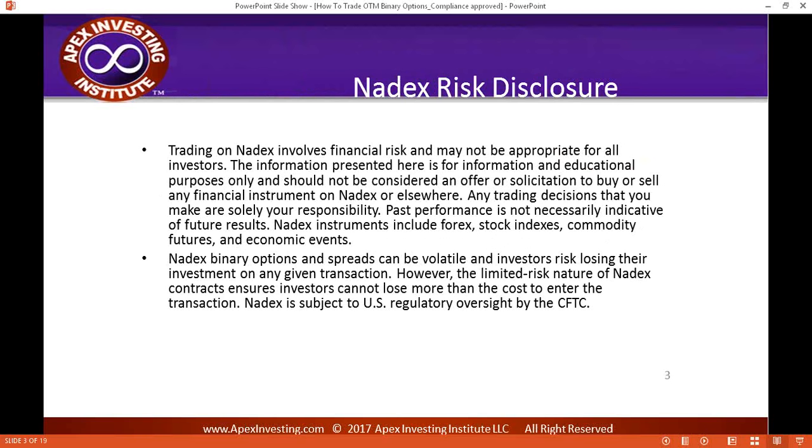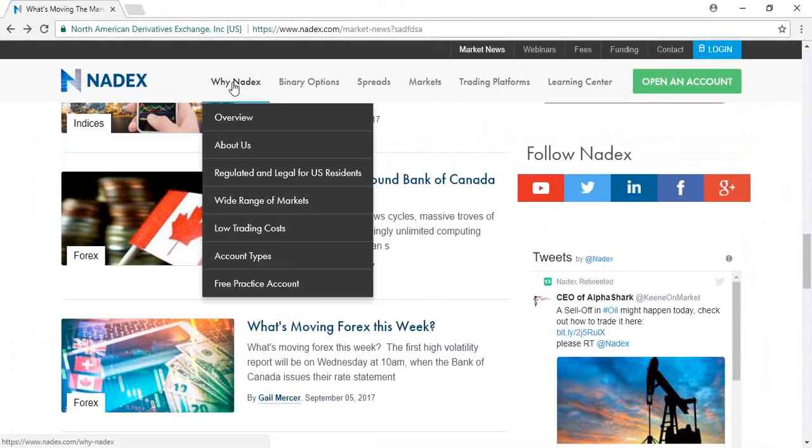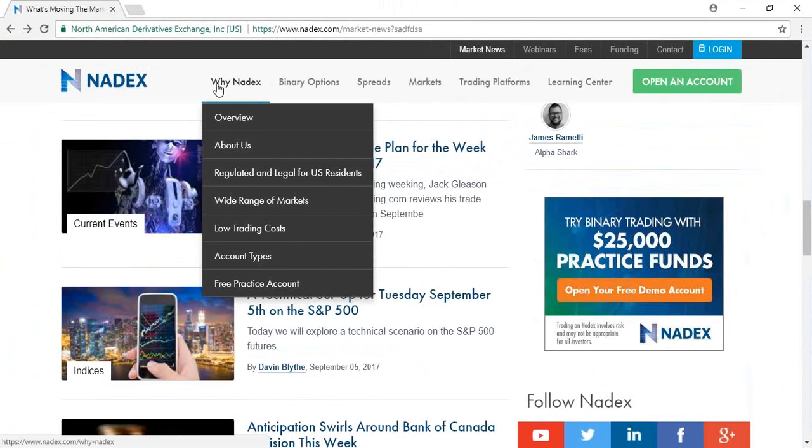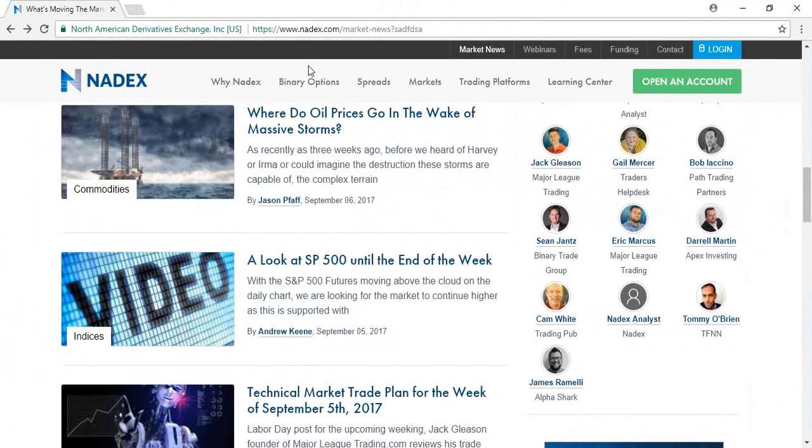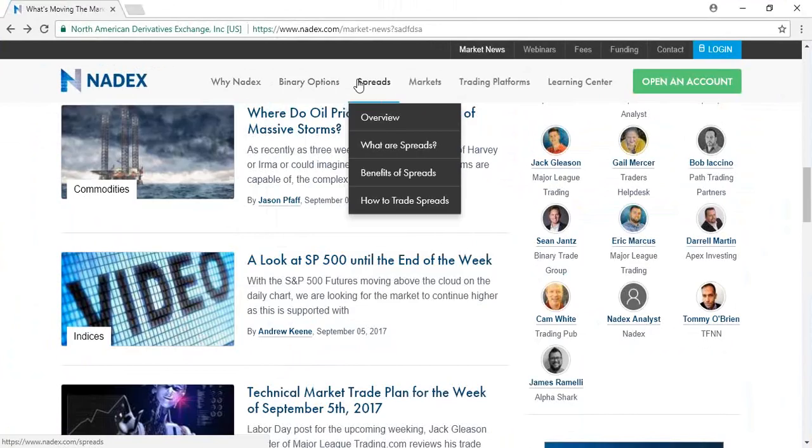If you're brand new to Nadex, hop on over and visit the Nadex platform here. You've got a lot of great information here on the Nadex platform. Nadex basically offers two different products for binary options and spreads. You can go right here to each one of these tabs and you can get some great information on each of those products. But as far as webinars, one thing I really got to give Nadex a lot of credit for is all the free tools and free education that they provide for you.